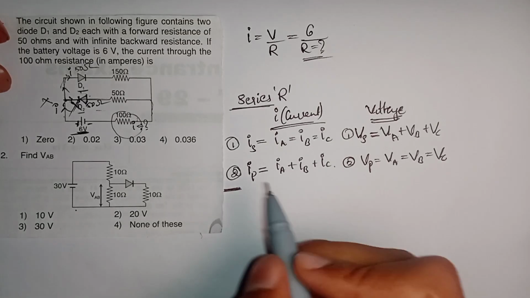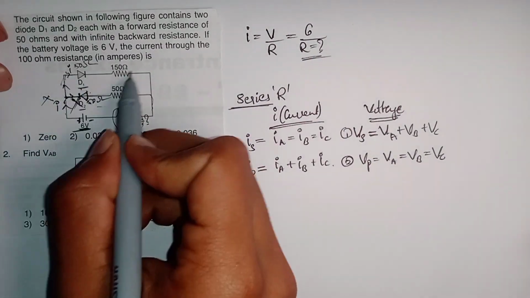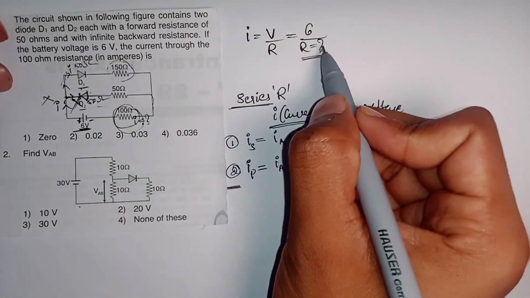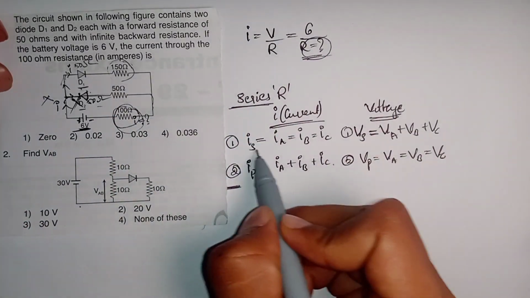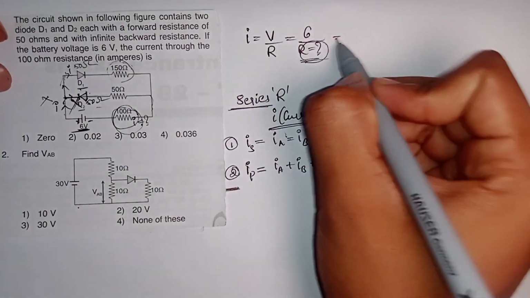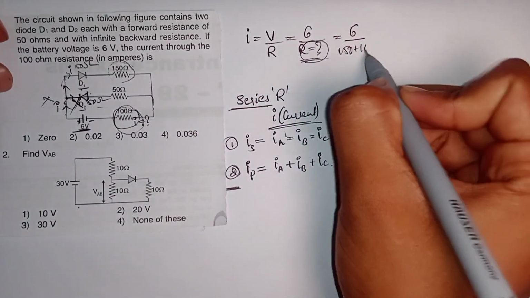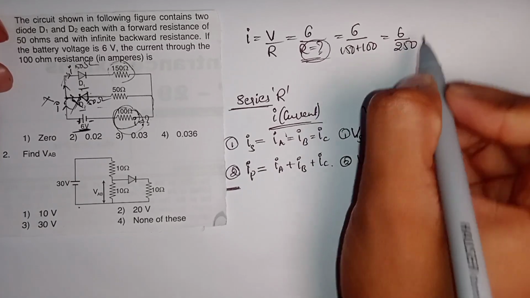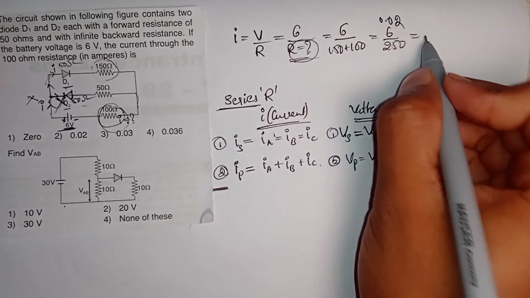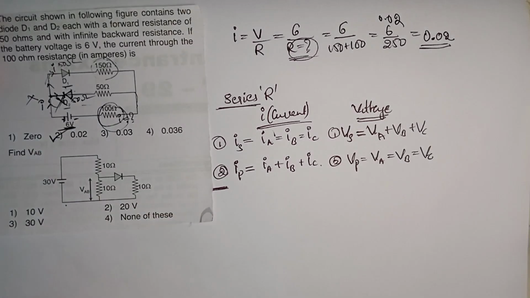Let's get into solving this question. See here, these two resistances are in series, so the current flowing through both resistors is the same: Ia equals Ib. So I equals 6 by the total resistance, which is 150 plus 100, that is 6 by 250. By solving this we get 0.02. This is the answer we got, so the second option will be the correct answer.